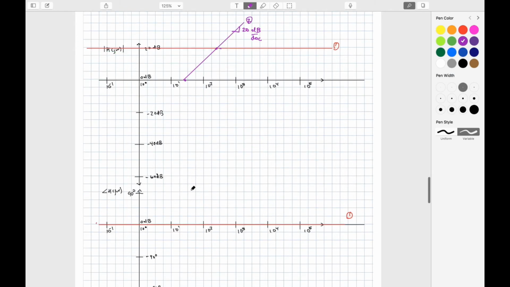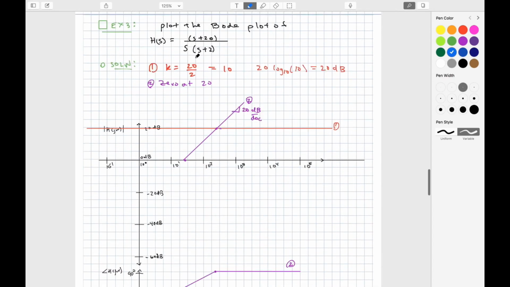Likewise, the phase is going to go up starting 1 decade before. So let's say that's around 2 here, and it's going to end about 1 decade after. Let's say that's around 200 there, and the shape will look very much like this.